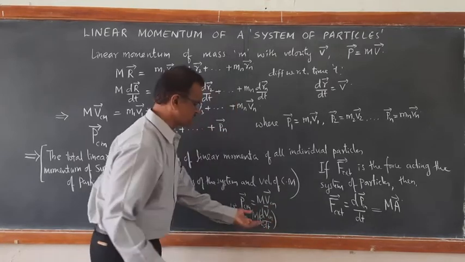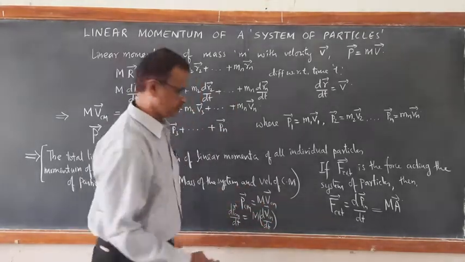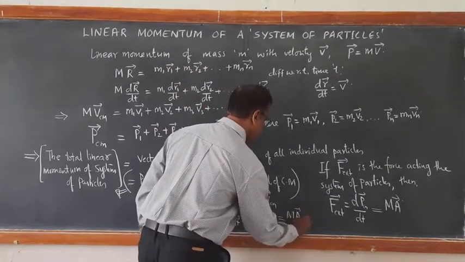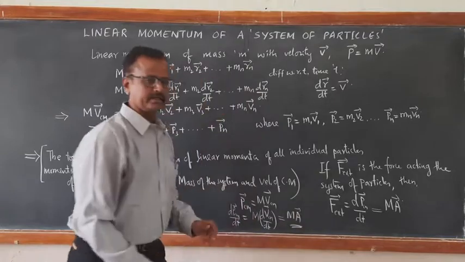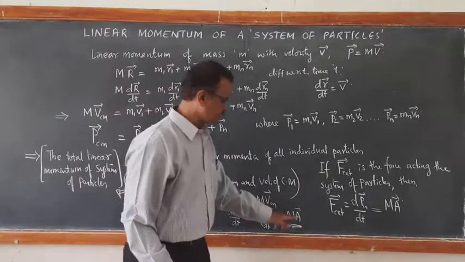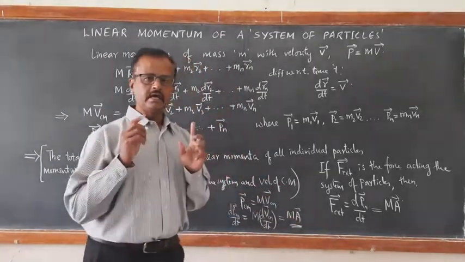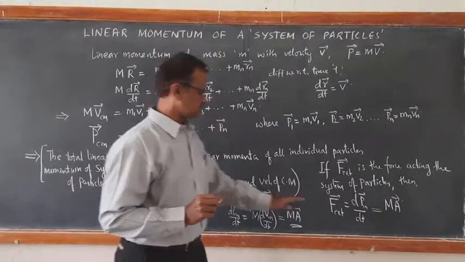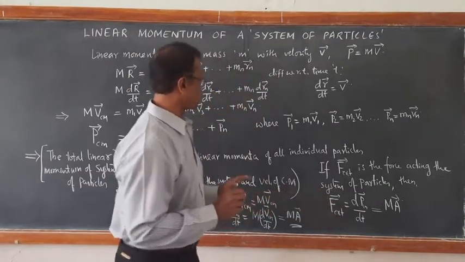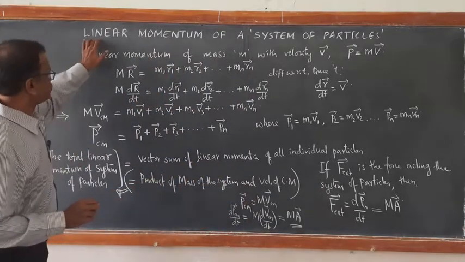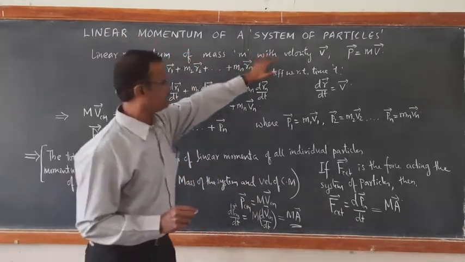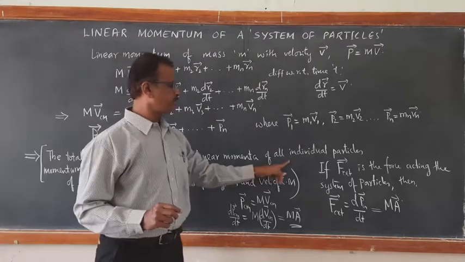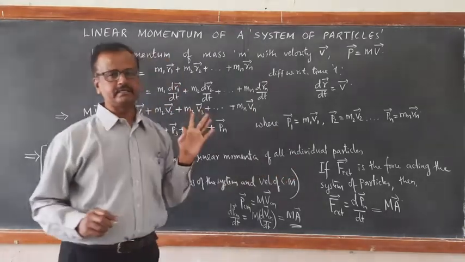dPcm by dt. What is dPcm by dt? It is acceleration. So thus we got m into A vector, where A vector, capital A vector, purposely I have written capital A vector, it is the acceleration vector of the center of mass. Yes, this is the interesting fact. So before that, the total linear momentum of a system of particles is equal to the vector sum of all the linear momentum of the individual particles.